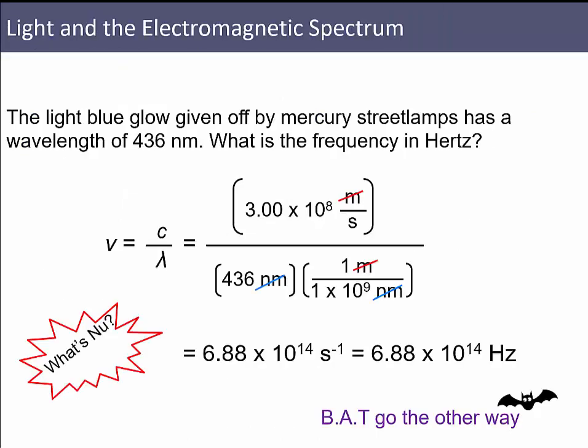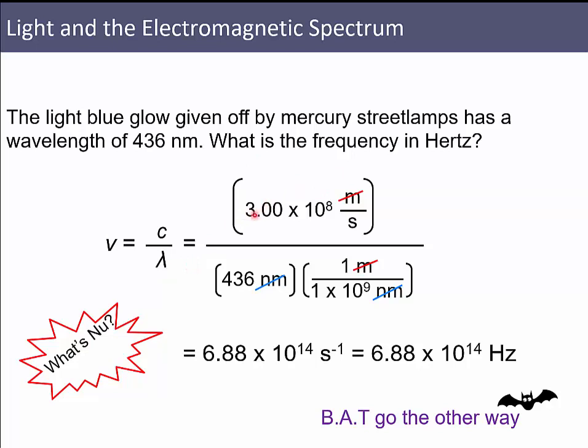The blue light given off by a mercury street lamp has a wavelength of 436 nanometers. What's its frequency in hertz? We're going to do our same equation where nu is equal to c over lambda, which is a great joke, right? So a photon runs into another photon, and it says, hey, what's new? And the photon says, c over lambda. See, now you'll never forget that equation.